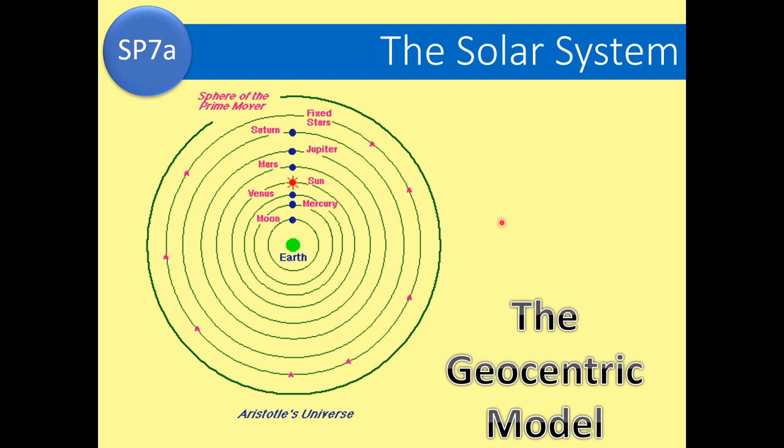So this is what the geocentric model actually looks like, with the Earth in the centre, and the Moon, and Mercury, and all the other planets, including the Sun, which we know is not a planet, it's a star, orbiting around the outside. And this is what Aristotle thought the solar system looked like.